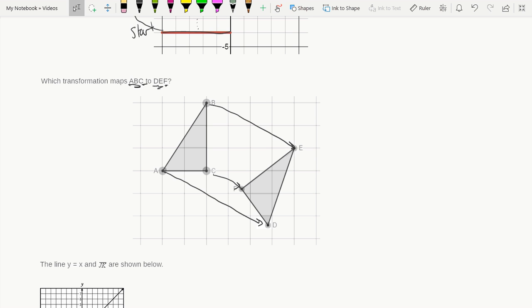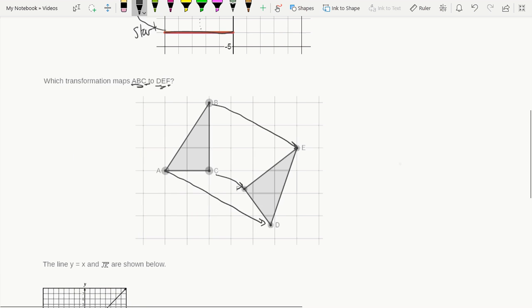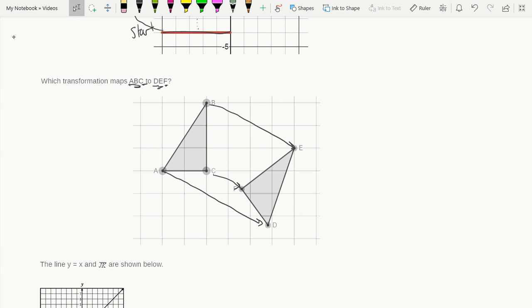So now I start thinking, well, just sliding wouldn't work, because if I was going to slide, all of these would have to be the same length, right? Because if I slide, then the whole thing goes the same distance. So if these three things are not all the same length, it can't be a slide, right? So slide is out. Well, they're the same size, so it's not a dilation because it doesn't get bigger or smaller. Okay, so dilation is out.